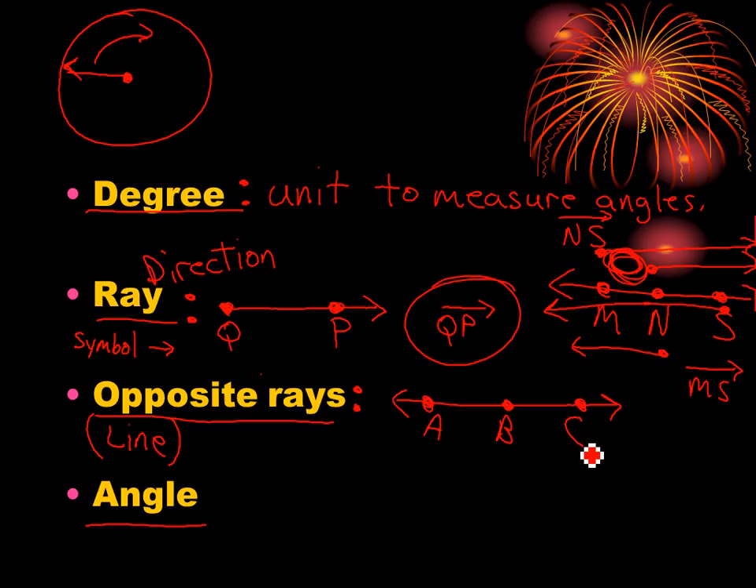Name the two opposite rays in my picture so we can write it down. Be careful. Ray what? Ray BA and ray BC are opposite rays.